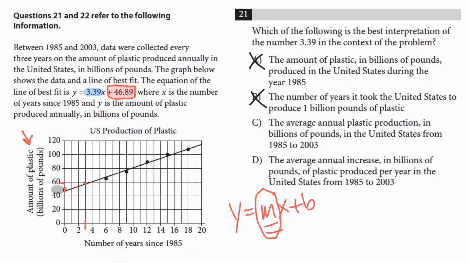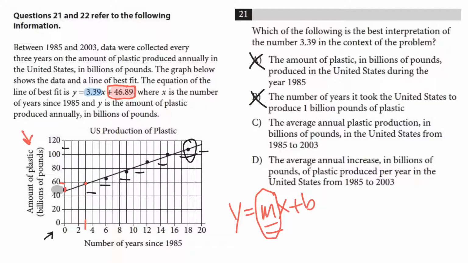Well, clearly that's not the case, because the plastic production in 1985 was 46.89 billion, and the plastic production continued to increase, right, to over 100 billion pounds of plastic per year 18 years after 1985. So 3.9 is not the average production of plastic.